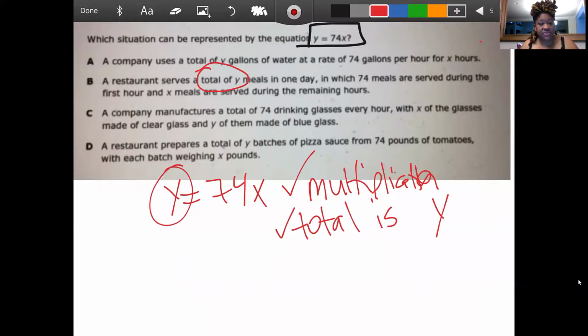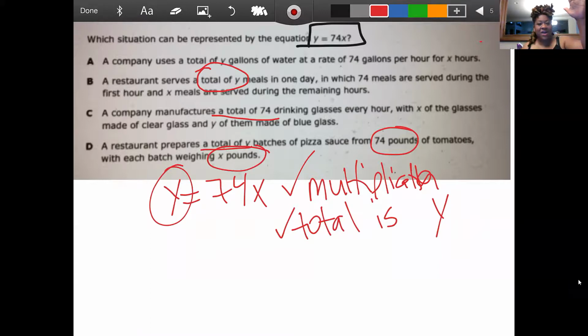And you can do the rest on your own, but just talk yourself through it. I'll read it and ask you some questions, but I want you to be able to talk yourself through it. So C says a company manufactures a total of 74. Is 74 our total? Think about it. D, a restaurant prepares a total of Y. Our totals match. The pizza sauce from 74 pounds of tomatoes, with each batch weighing X pounds.